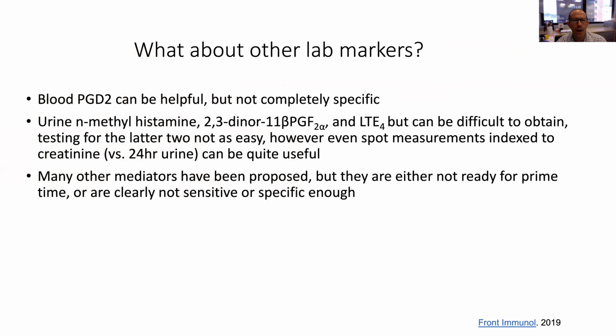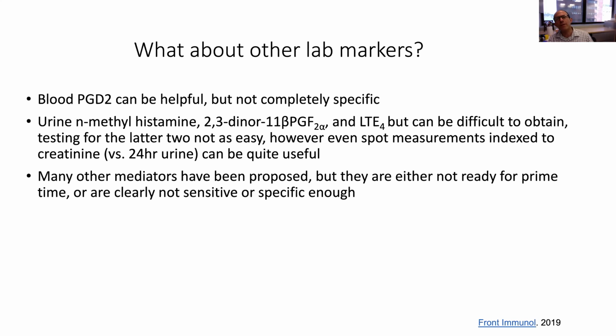Okay. So what about other lab markers? For some period of time, PGD2 in the blood was something that could be helpful, but it really doesn't appear to be specific enough for prime time, as they say. Urinary metabolites do seem to be a relatively specific marker, usually, especially when 3 different urinary metabolites are done at the same time, of prostaglandins, leukotrienes, and histamine. Those metabolites that I've listed here can be sent off. They're not as easy, especially since the most accurate way to do it is as a 24-hour urine, but it does give you more of a time frame.